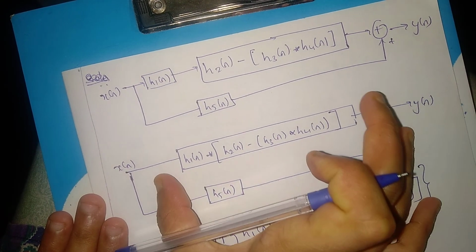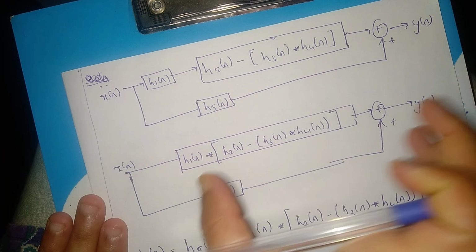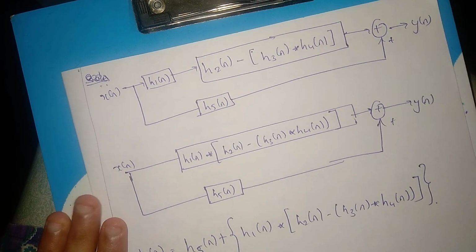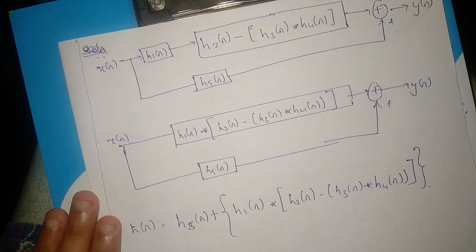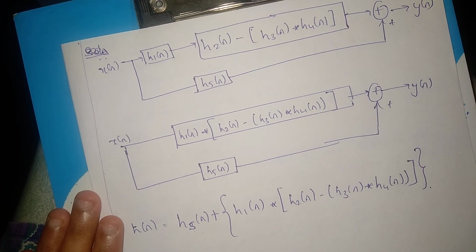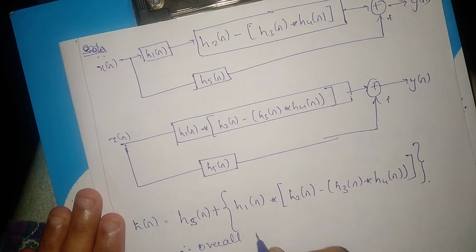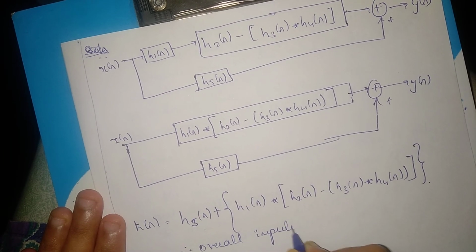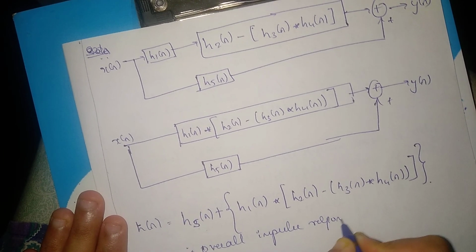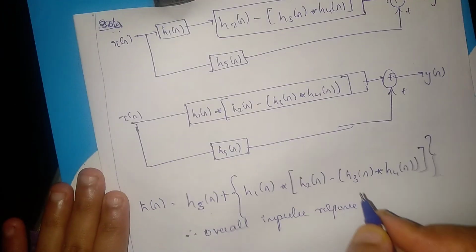So with this h of n, we are giving input x of n, and we are getting output as y of n. This is your overall impulse response of the system. Got it?